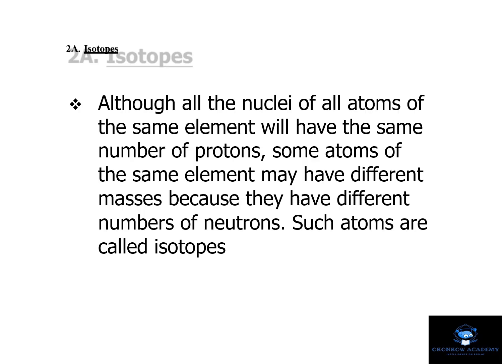Now let's talk about isotopes. All atoms of the same element have the same number of protons, and that's what makes them the same element. However, atoms of the same element can have different masses if they have different numbers of neutrons. These variants are called isotopes. Isotopes of an element behave nearly identically chemically but differ in mass. So if you have atoms, the proton number is the same for all of them, but the neutron number changes. That results in different masses, and that makes them isotopes.